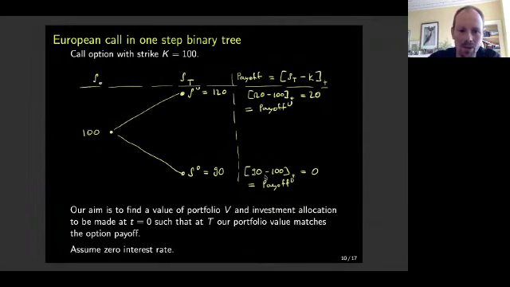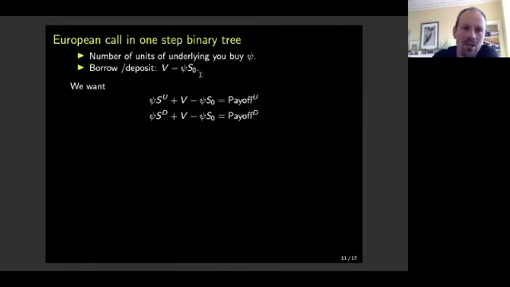And then our aim is to find a portfolio that, if I start with enough money at the beginning and made the right allocation, then I will get exactly this payoff. So 20 if it went up and 0 if it went down. So I need effectively to find two numbers. One of them is how much of the underlying I should buy, and the other one is how much initial investment I need. Right, so that's what we have.